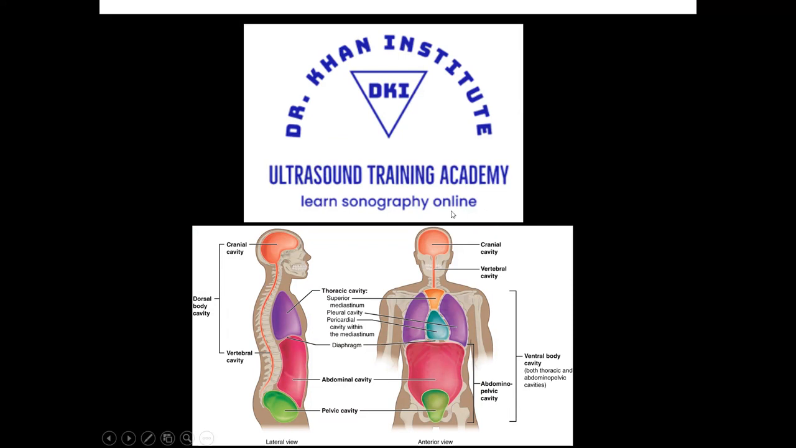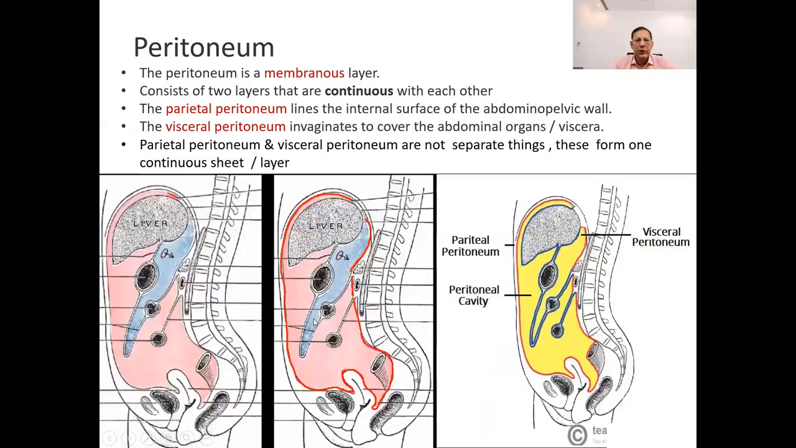Hello everybody. Today we will discuss the membranes and body cavities. So peritoneum is basically a membranous structure. It has two layers. The one shown here in red is lining the abdominal and pelvic wall, and this is called parietal peritoneum. The other layer, shown here in blue, is lining the organs of the abdomen, and this is called visceral peritoneum.